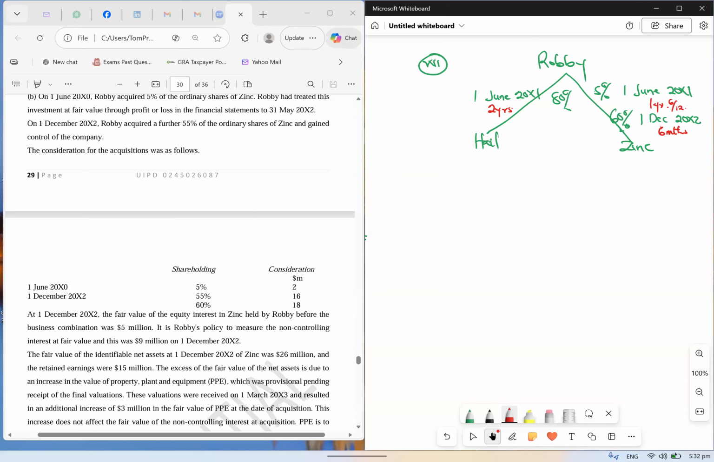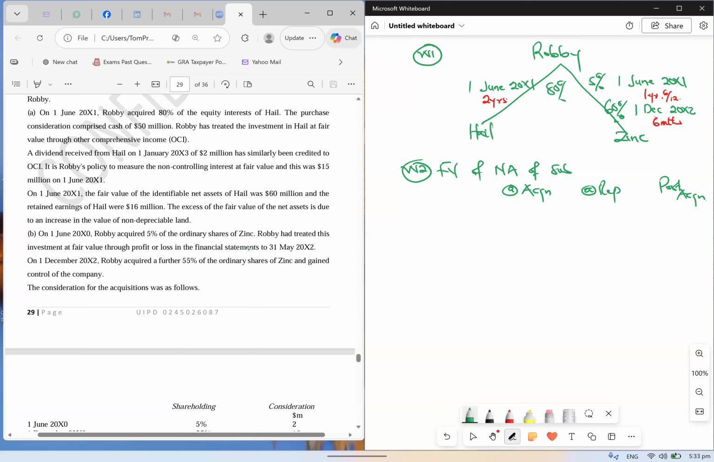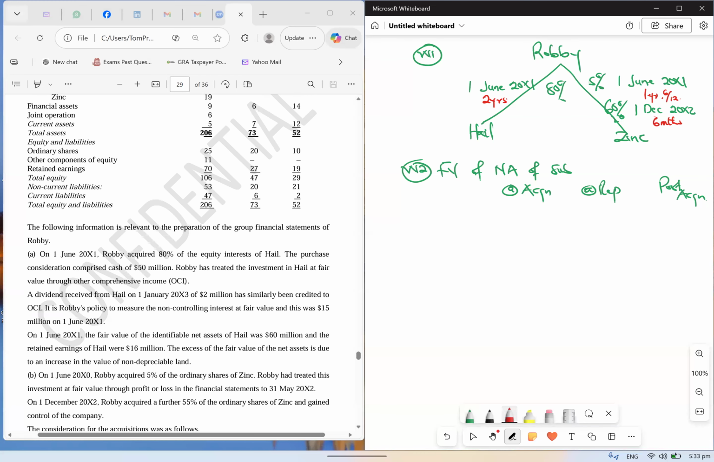Okay, now that we know this, we need to go and do our workings too. Fair value of net assets of SAP at acquisition, at reporting, post-acquisition. So we go to the SAP and we start. Remember, the trajectory we use is the equity side, then the assets minus any asset. All right, so let's go.